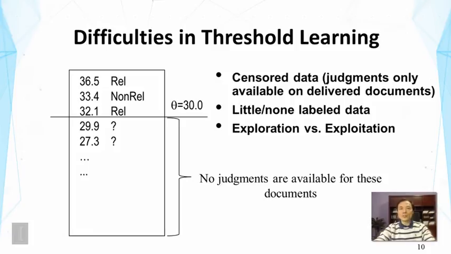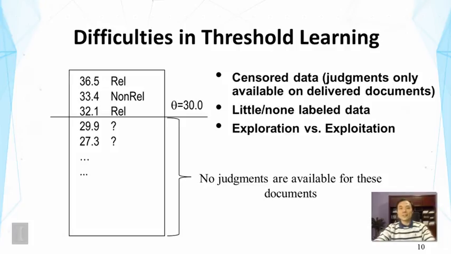Well, we could lower the threshold a little bit and just deliver some near misses to the user to see how the user would respond to this extra document. And this is a trade-off because on the one hand, you want to explore, but on the other hand, you don't want to really explore too much because then you would over-deliver non-relevant information.